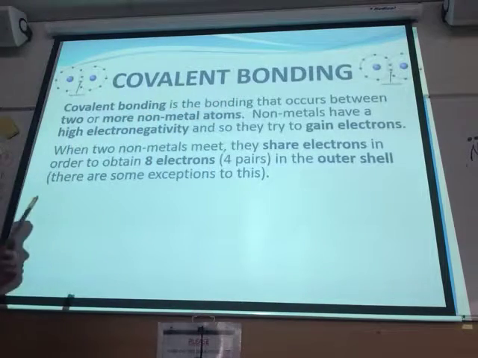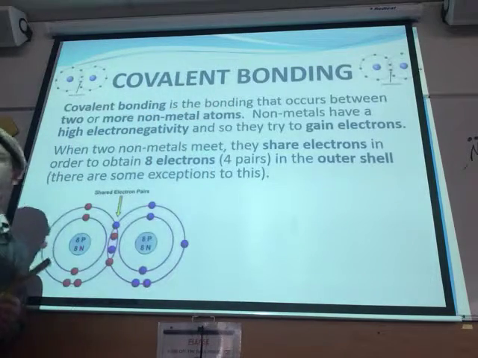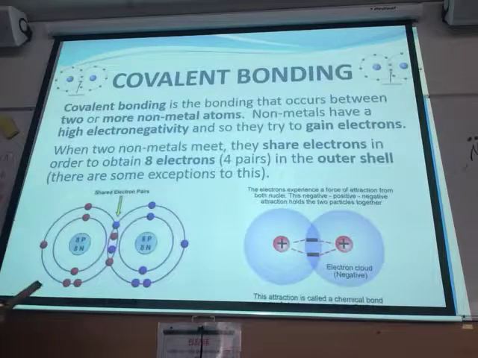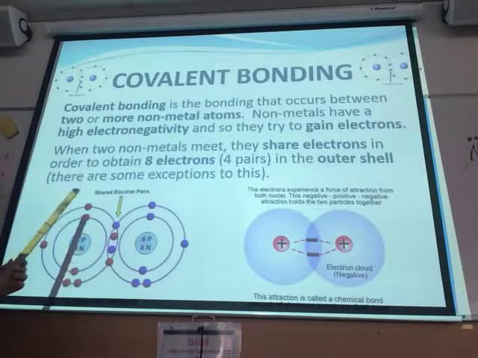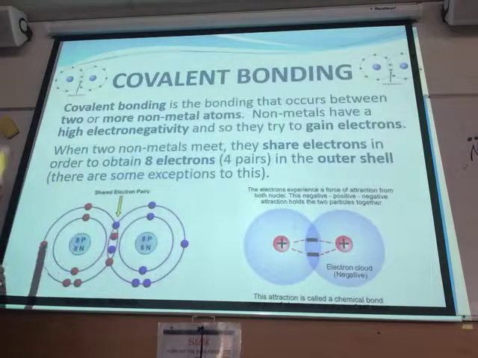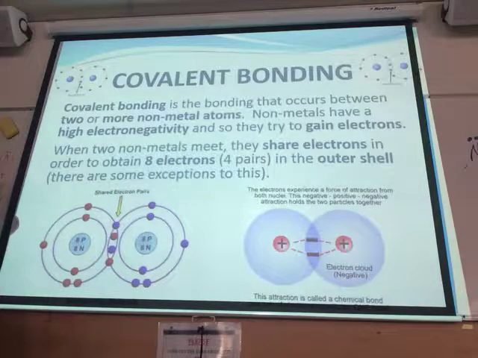So when two non-metals meet, they end up sharing the electrons in order to obtain 8 electrons in their outer shell. Now there are some exceptions to this. We won't go into that today. But basically here I've got, what have I got here? Looks like oxygen to me.